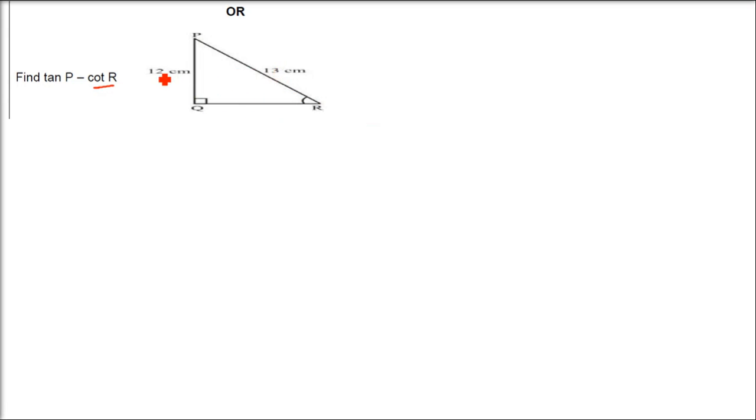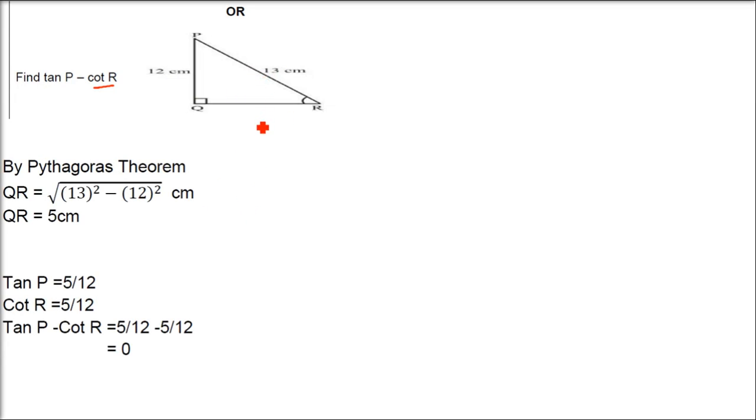Let us say cot R first. First, let us find out the side. So let us use the Pythagoras theorem. This will be 5. It will be 13 square minus 12 square. I am doing it directly. So this QR will be 5.